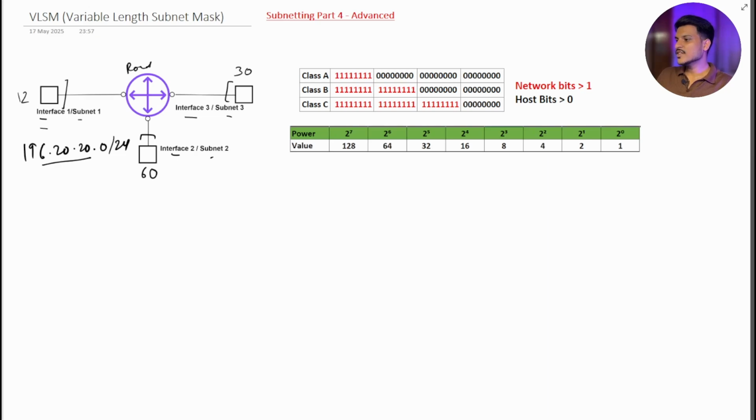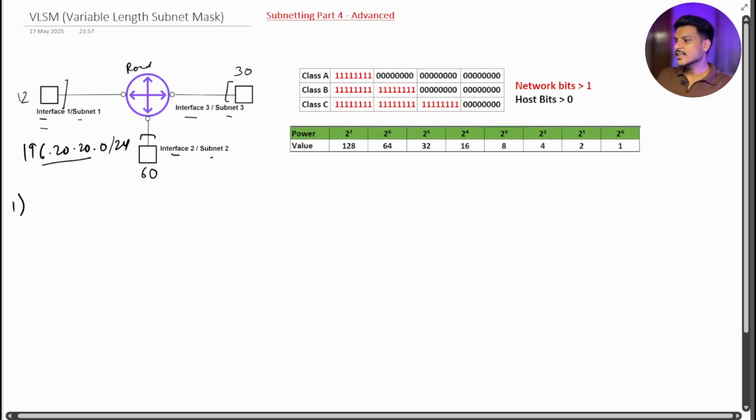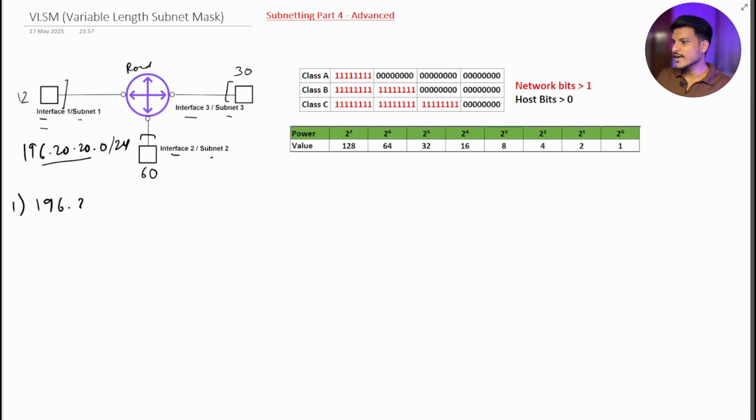In the first step, you have to write the given IP as it is. So what was the given IP? It is 196.20.20.0. Now, as this IP belongs to class C, in class C the first three octets are given to network, which are represented by 1, and the last octet is given to host.